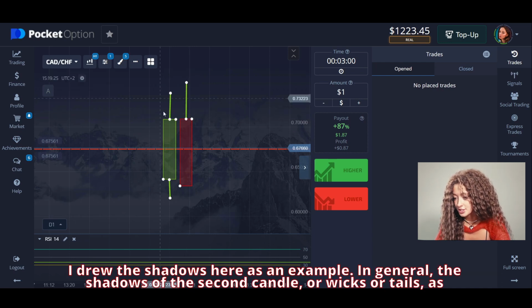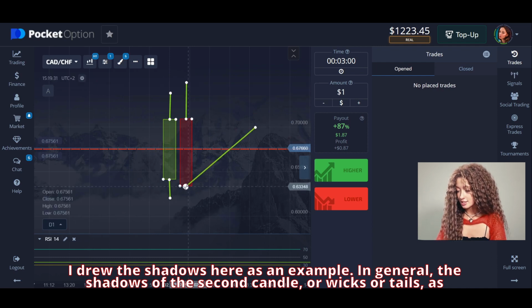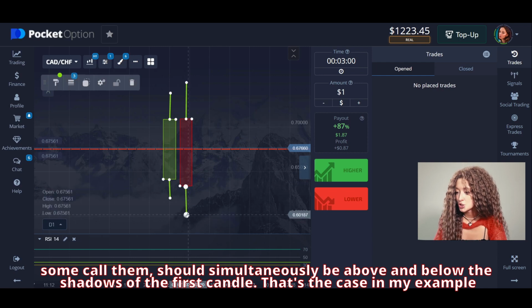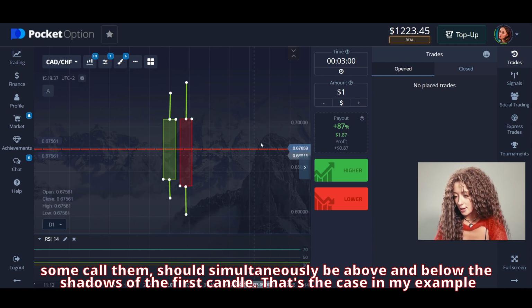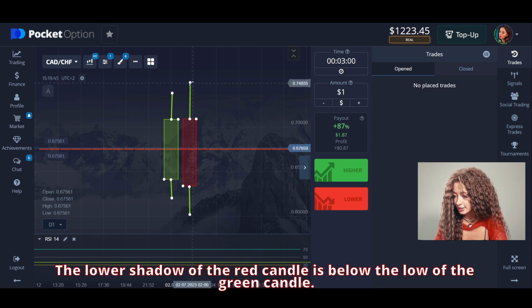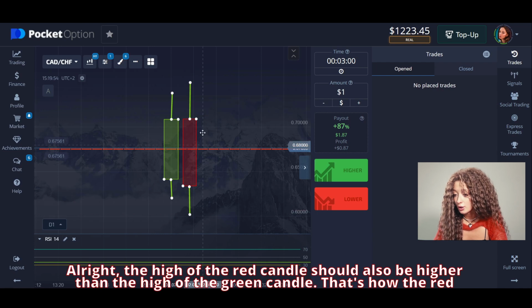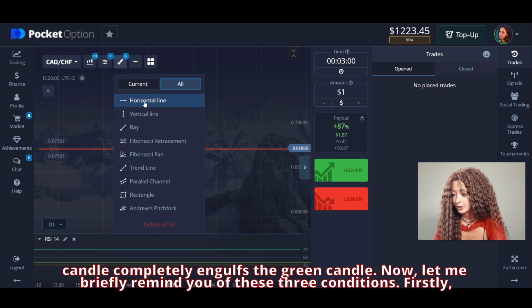I drew the shadows here as an example. In general, the shadows of the second candle, or wicks or tails, as some people call them, should simultaneously be above and below the shadows of the first candle. That is the case in my example. The lower shadow of the red candle is below the low of the green candle. I will mark it with horizontal lines for convenience. Alright. The high of the red candle should also be higher than the high of the green candle. That's how the red candle completely engulfs the green candle.